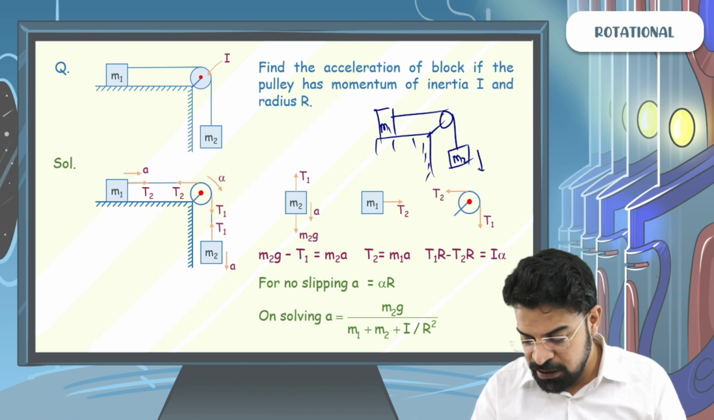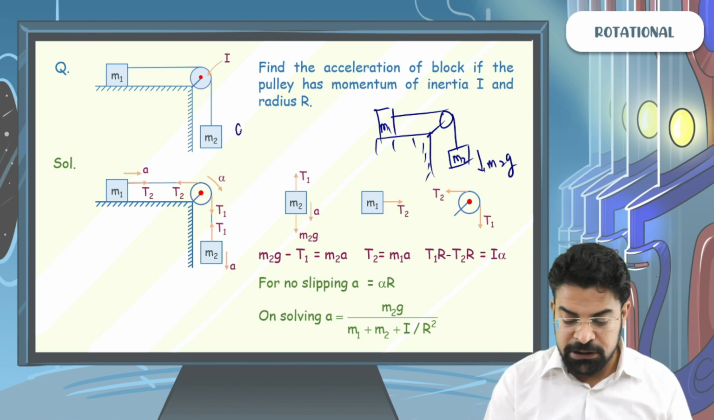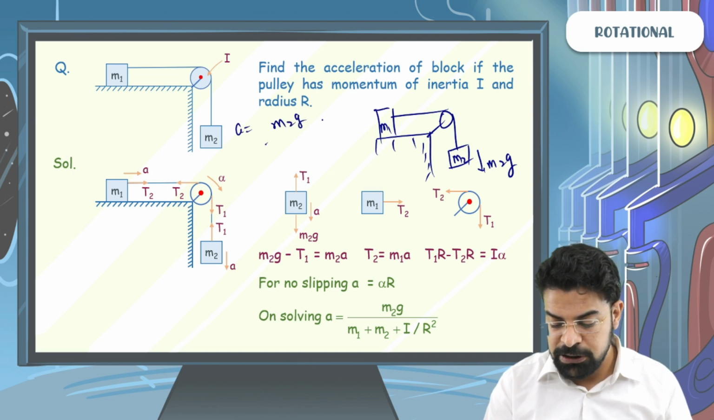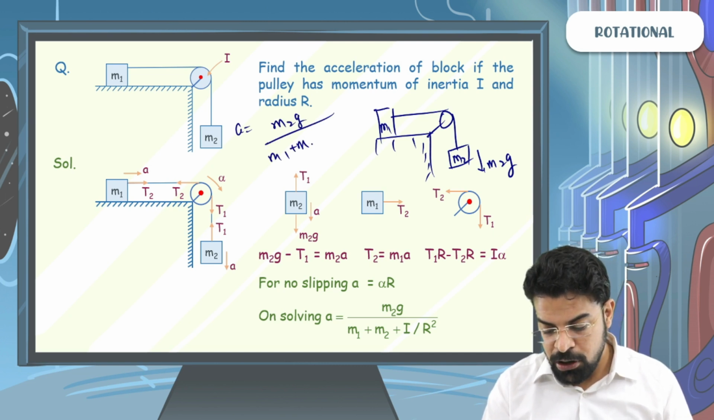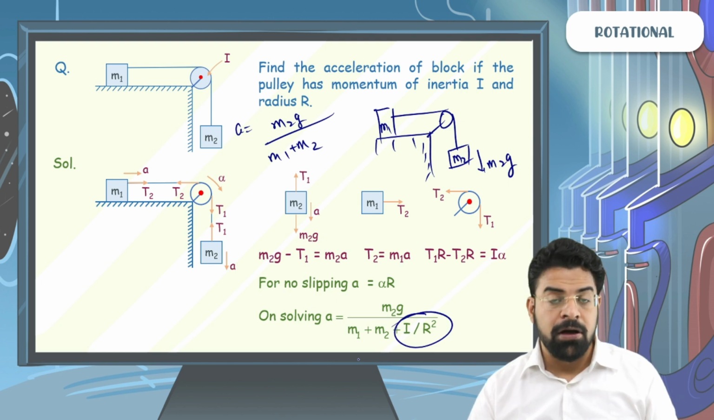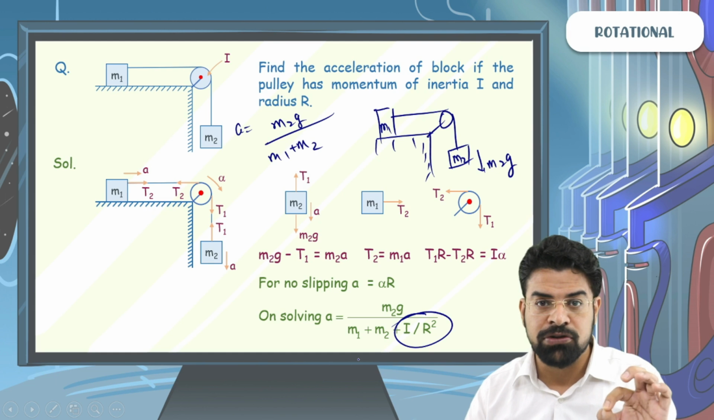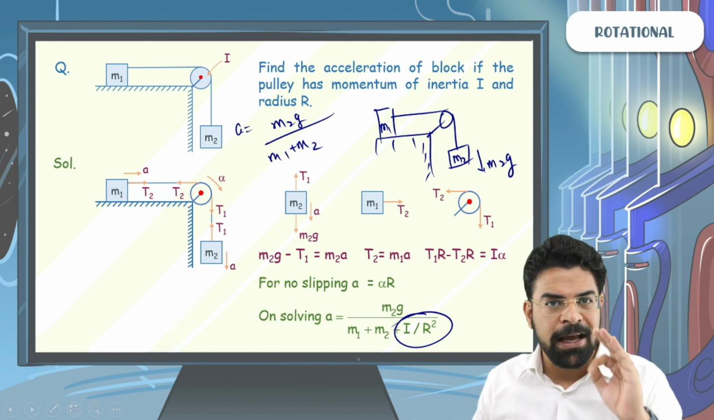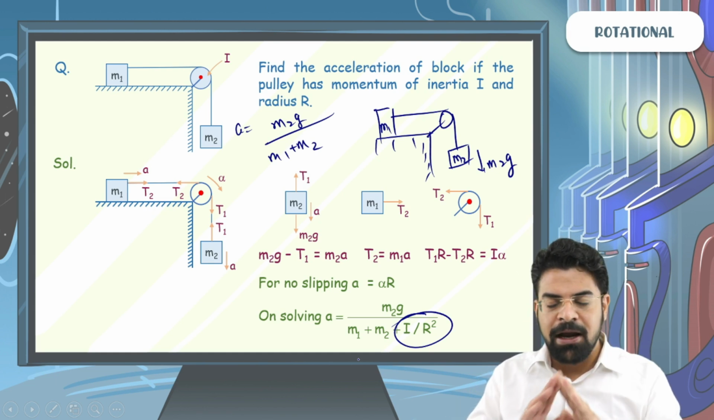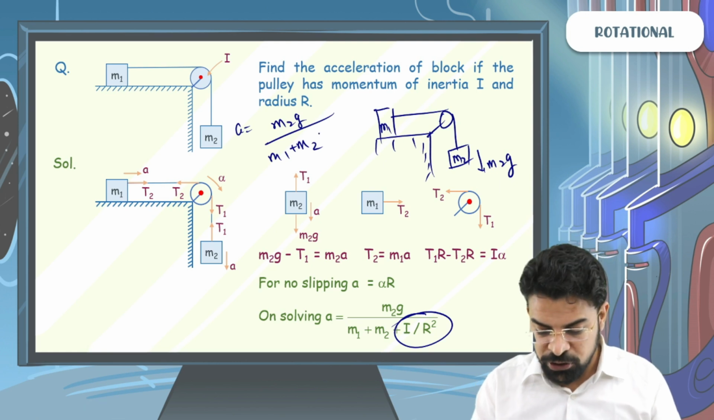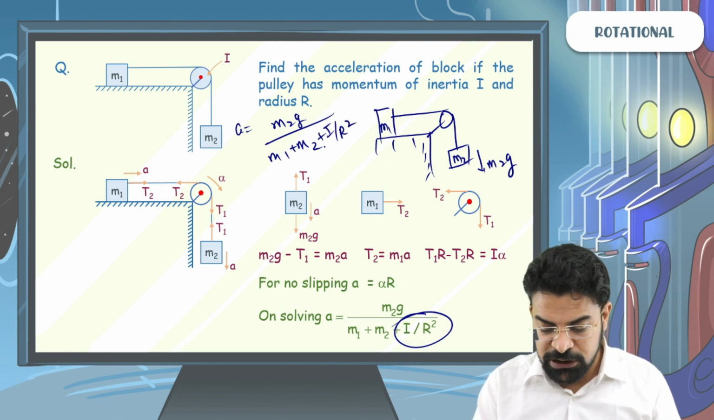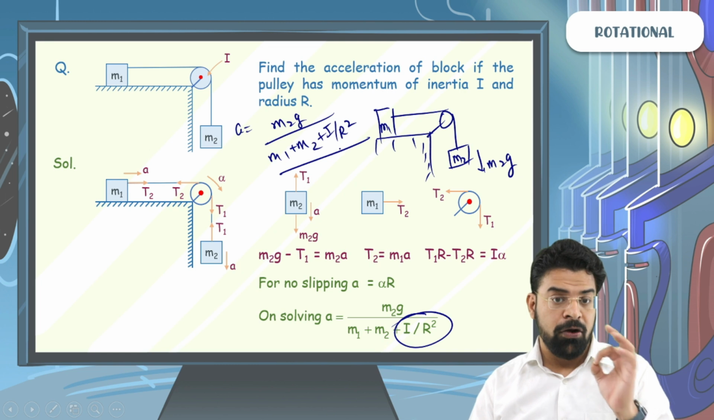So you will say, sir, the net driving force will be m2g and the acceleration has to be simply m2g by m1 plus m2. Notice that here we got an extra term in the mass of the system, and that term is I by r square. So just remember to add an extra term equal to I by r square, and it's just like Newton's law. So you won't have to solve equations in the paper, and that will save a lot of time.